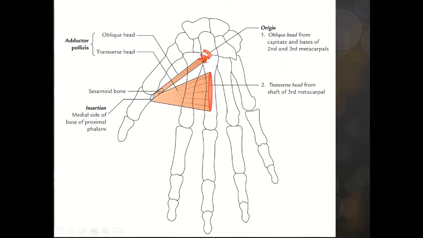The oblique head is arising from the trapezium bone, and the oblique head is going to join with the transverse head, which is arising from the palmar aspect of the third metacarpal. These two heads join, and then the adductor pollicis is getting inserted to the ulnar side of the proximal phalanx of the first digit. First digit is the thumb.